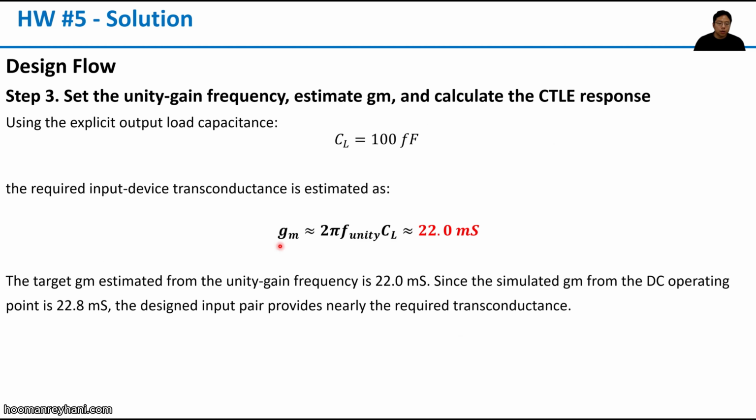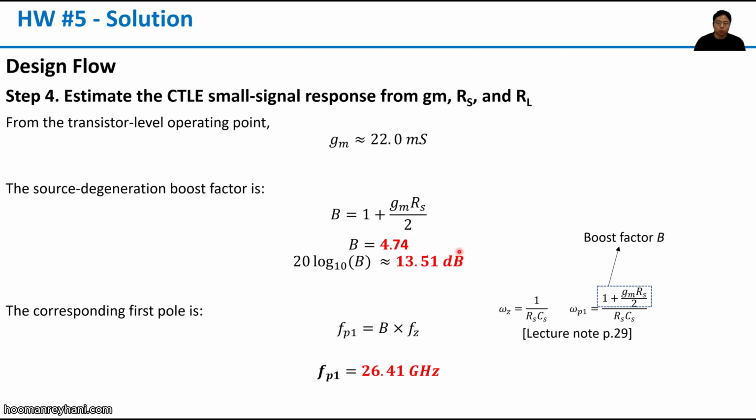And then we estimate the required transconductance value from the unity gain frequency and the load capacitance. So using this relationship, we can calculate that the required GM is approximately 22 millisiemens. And the transistor level simulation also gives us a GM of about 22.8 mS, which is very close to our estimated value. Now we estimate the small signal response.